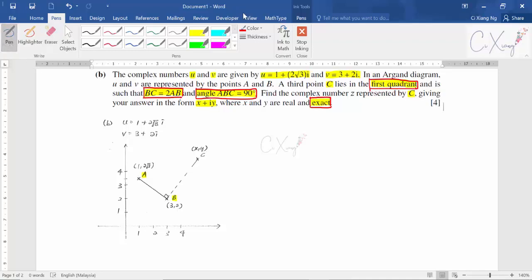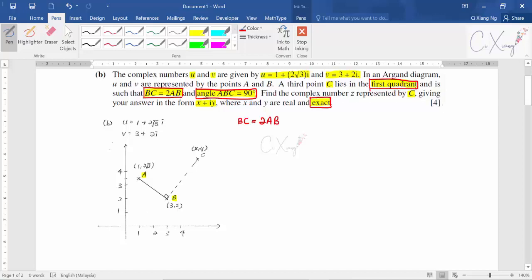So first, to solve this question and find C, you can use a very traditional way. That means you can use coordinate geometry to solve it. How do we use coordinate geometry? I will start from the information that they give me. Let's say the length of BC equals 2AB.